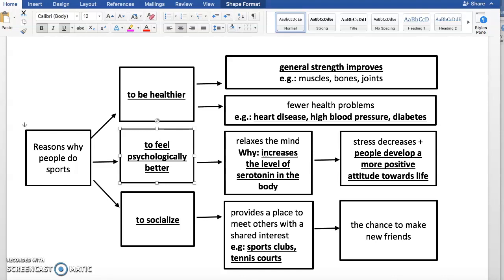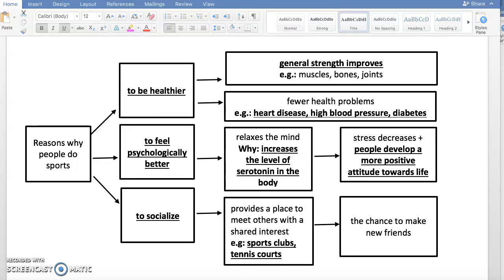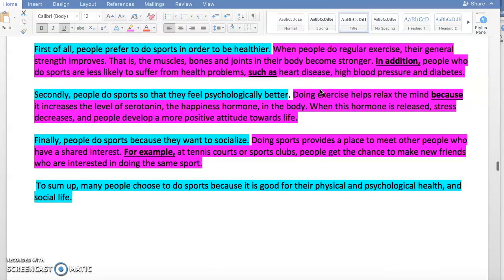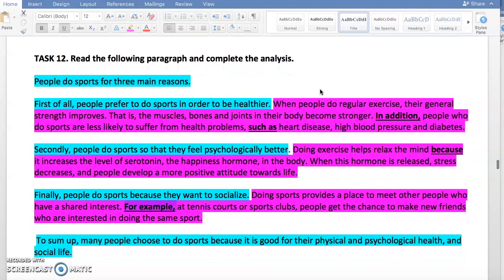Let's have a look at this paragraph in detail too. I highlighted the topic sentence, majors, and the summary sentence with the same color and the minors with another color. I want to draw your attention to some structures that we have already mentioned in the previous tasks. So, people do sports for 3 main reasons: a nice topic and a nice controlling idea.